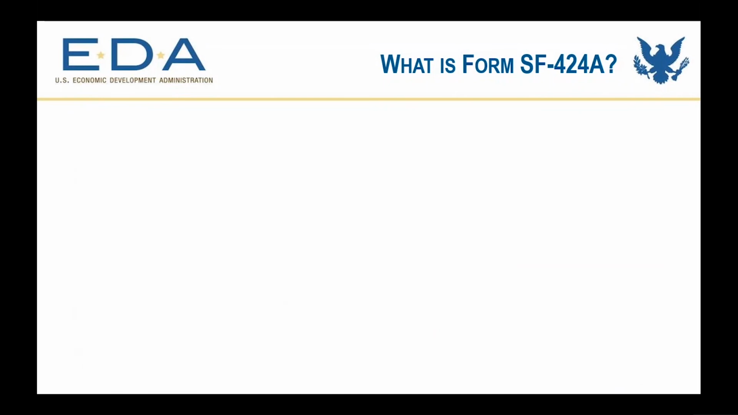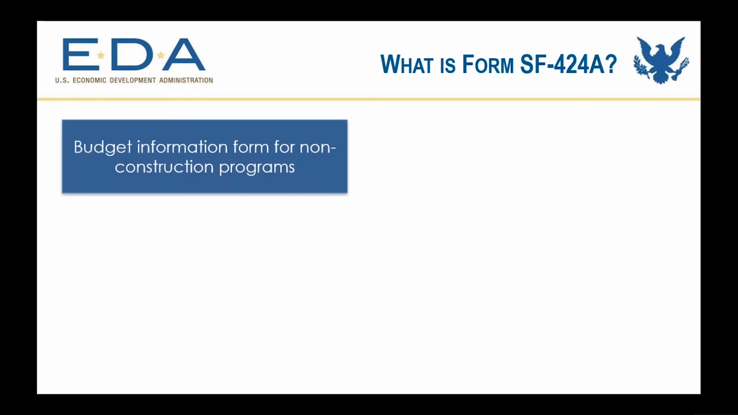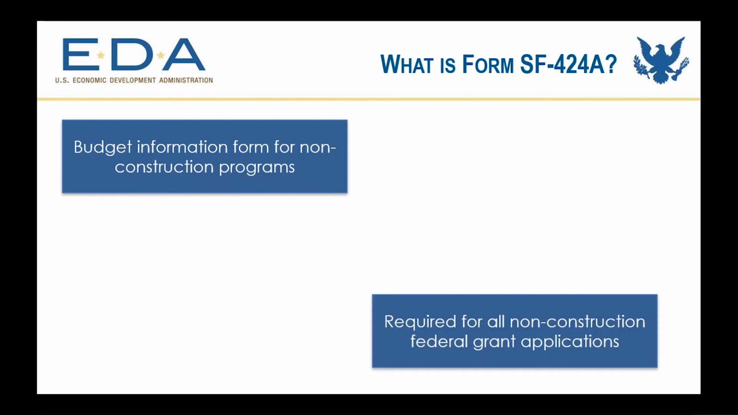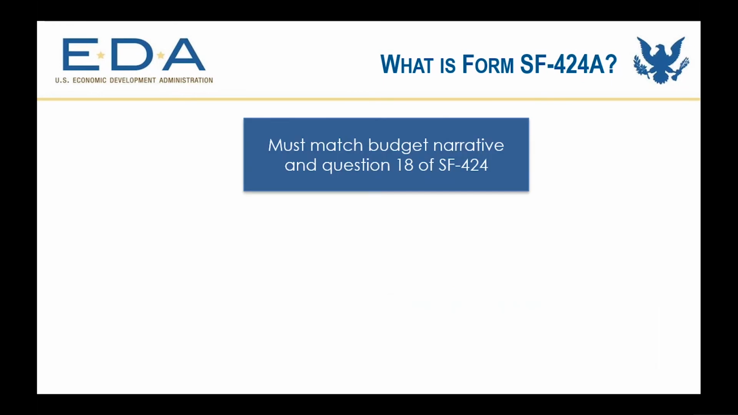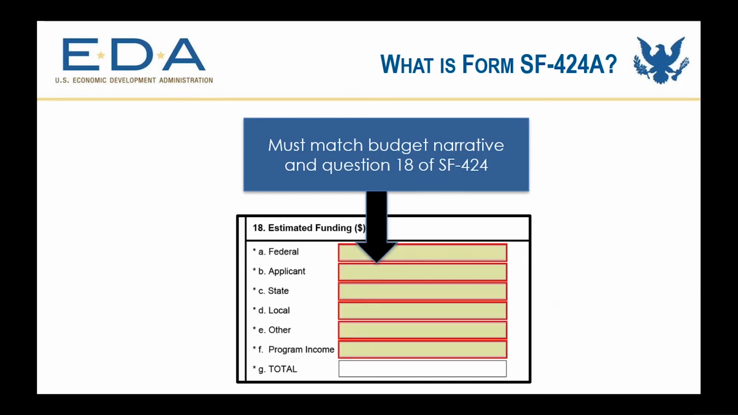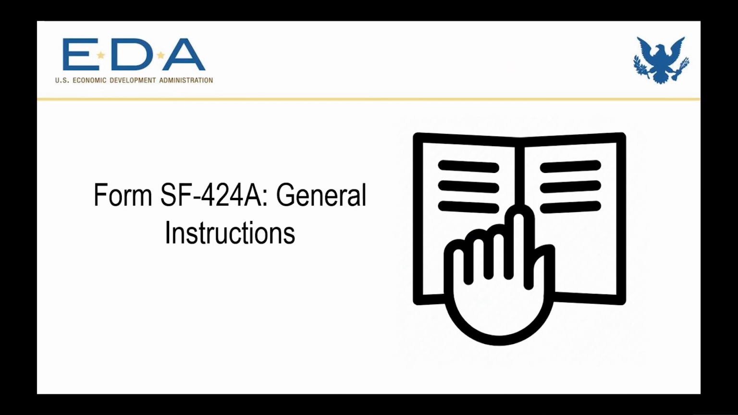So let's start by talking about what Form SF424A is. Technically speaking, this form is the budget information form for non-construction programs. It is a required piece of non-construction related grant applications. Finally, it must match references in your budget throughout your application, specifically question 18 of Form 424 and your budget narrative. Now let's get started on the specifics for how you will fill out this form.